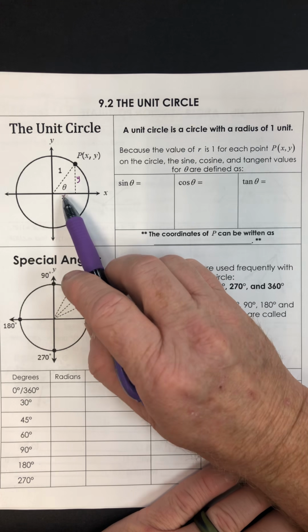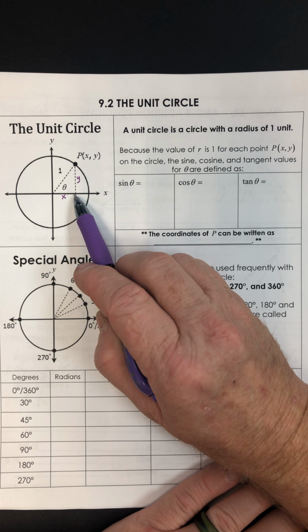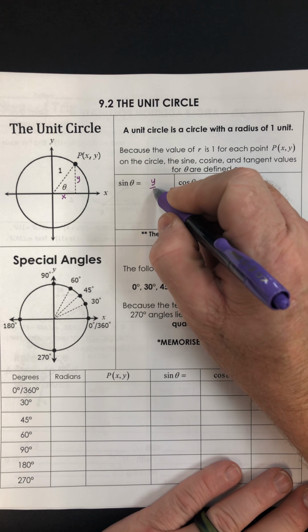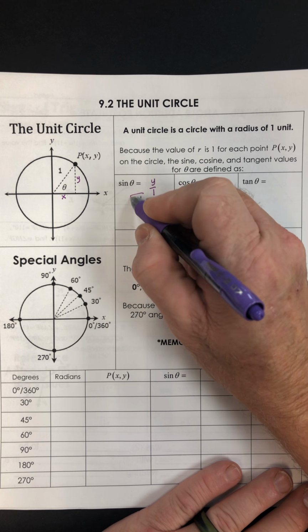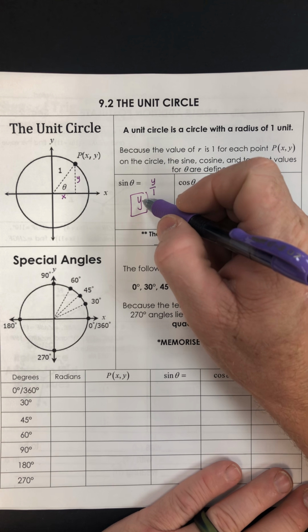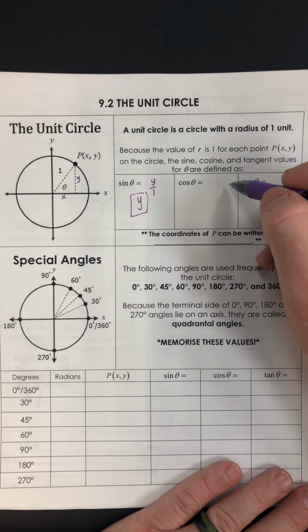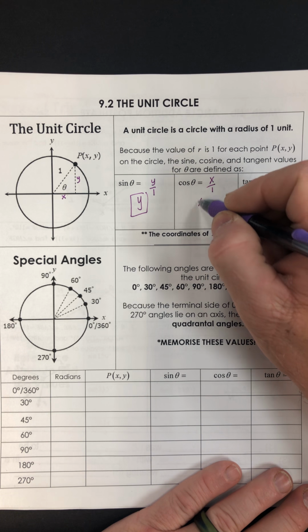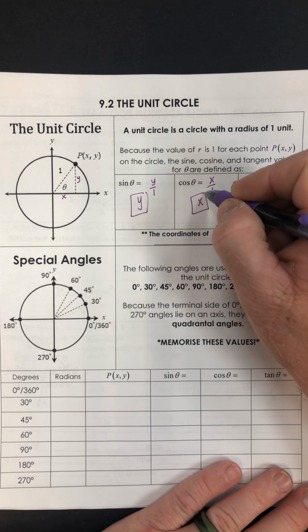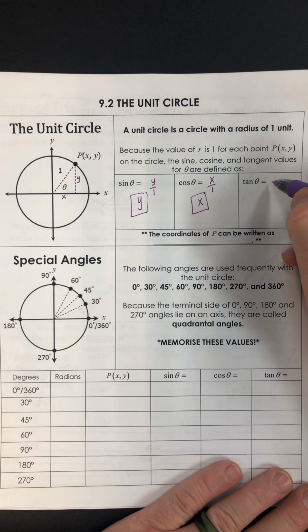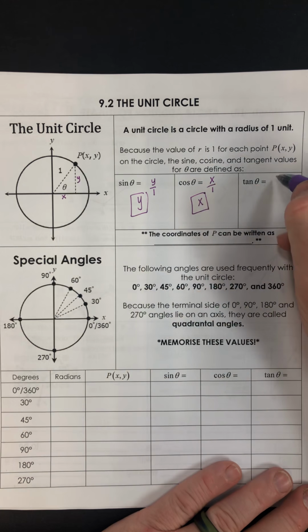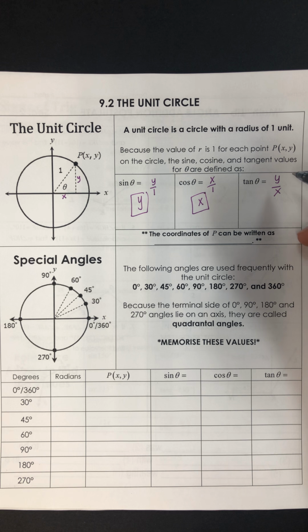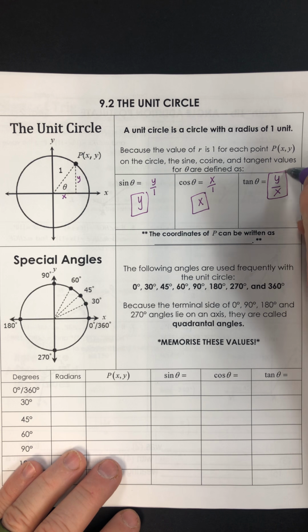So for sine, sine is opposite over hypotenuse, that would be y over 1, which is just y. So the sine value represents the y value. Cosine, then, would be adjacent over hypotenuse, that's x over 1, which is just the x value. Tangent is the side opposite over adjacent, so that's y over x. Okay, so whatever that is, y over x, whatever those values are.